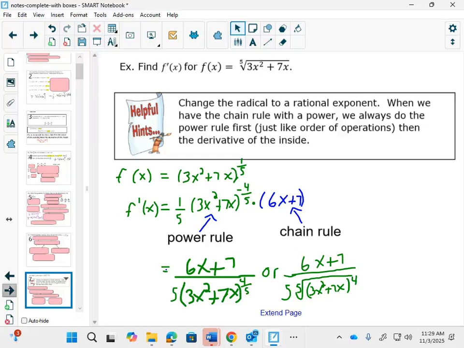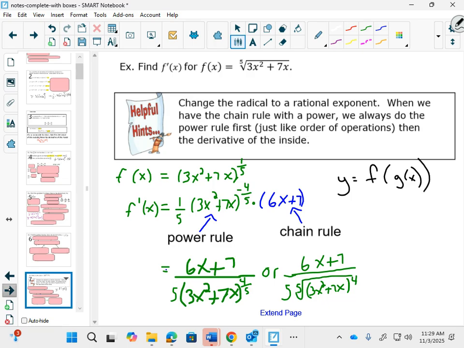So far, we've only had power rule once. So how do we recognize if something is inside of something else? If I think of composition of functions like this, my outside function, I'll label it as f of x. My outside function is just a 5th root.